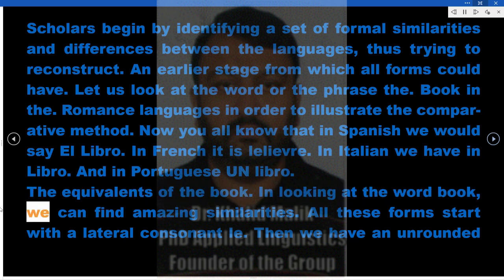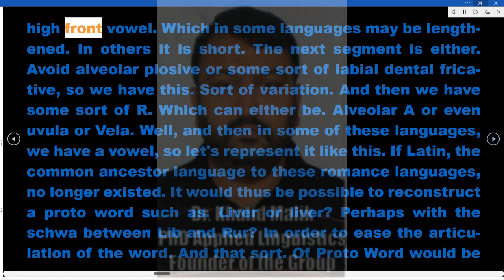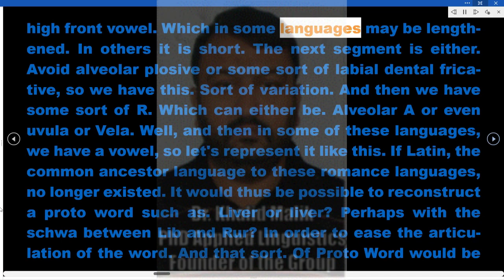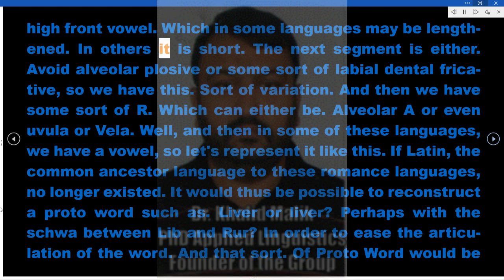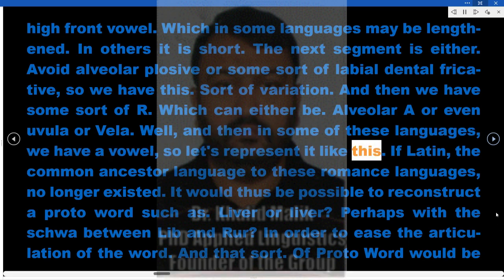In looking at the word "book", we can find amazing similarities. All these forms start with a lateral consonant, l. Then we have an unrounded high front vowel, which in some languages may be lengthened. In others it is short. The next segment is either a voiced alveolar plosive or some sort of labiodental fricative, so we have this sort of variation. And then we have some sort of R, which can be either alveolar or even uvular or velar. Well, and then in some of these languages, we have a vowel, so let's represent it like this.